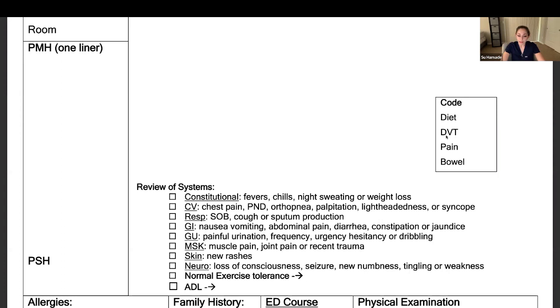DVT prophylaxis, we'll talk about in the PowerPoint presentation, and there's really only 2-3 options that we'll go over. Pain, I usually stick to the same thing, and I always have a PRN or else you're going to get continuously paged. I just do Tylenol 500 milligrams every 6 hours PRN. And then just always use caution with patients that have liver disease. And then bowel regimen, always Colace BID, Miralax daily.